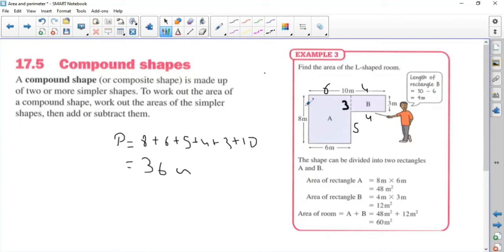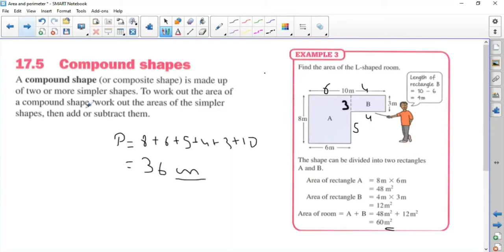Look, perimeter is one dimension. I am measuring the length of the outer line of the shape, but area is meters squared. It is two dimensions multiplied, because we multiply the two dimensions. So meter times meter will give me meter squared. Okay, now let's continue with exercises.